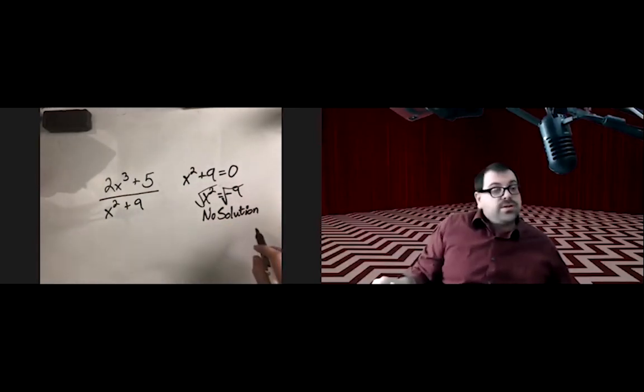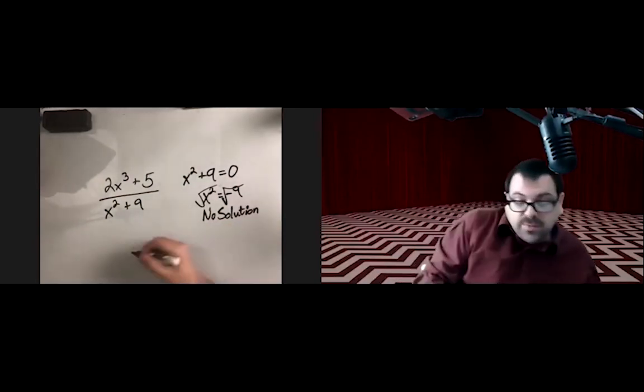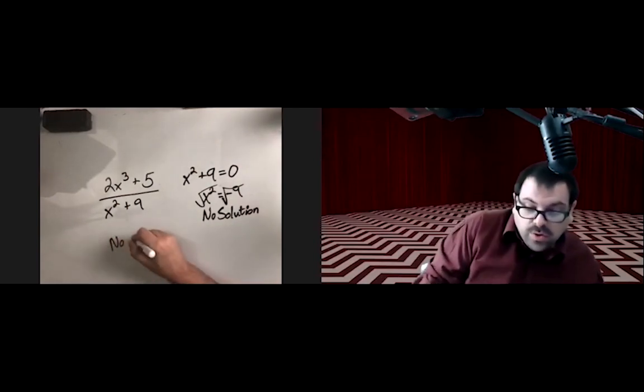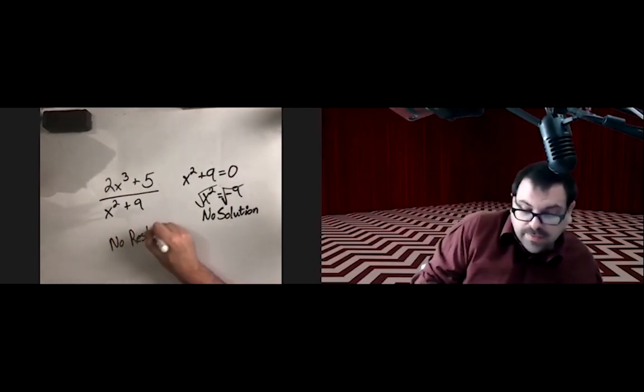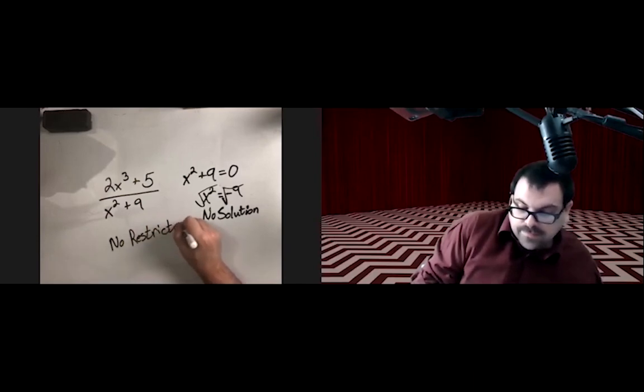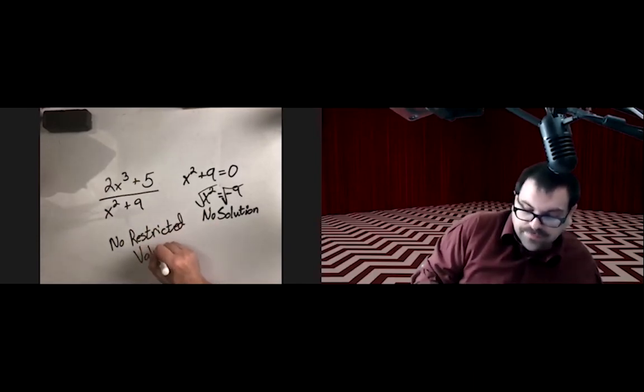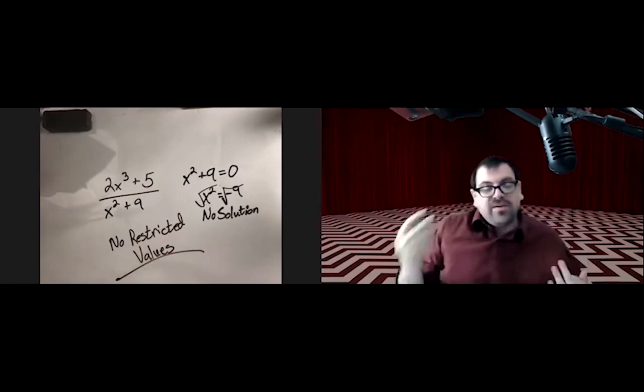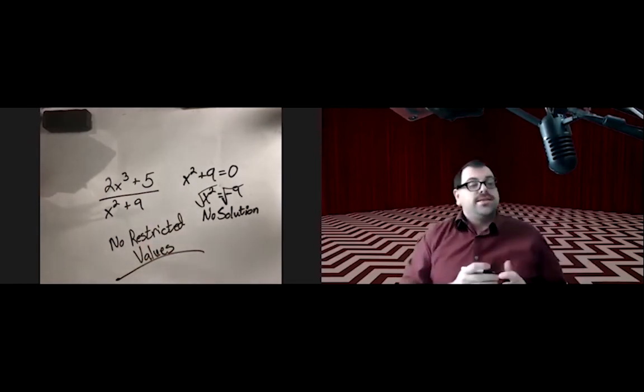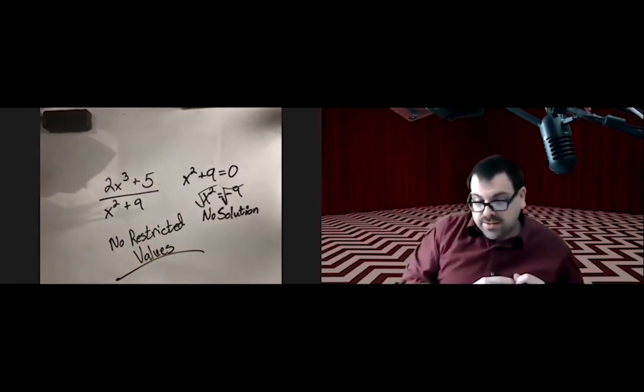That means we have no solution. That means we have no restricted values. There are no values of x that would cause this to be undefined.